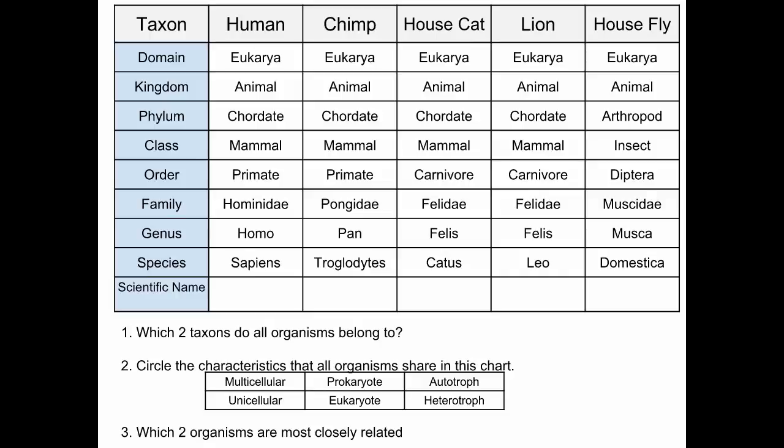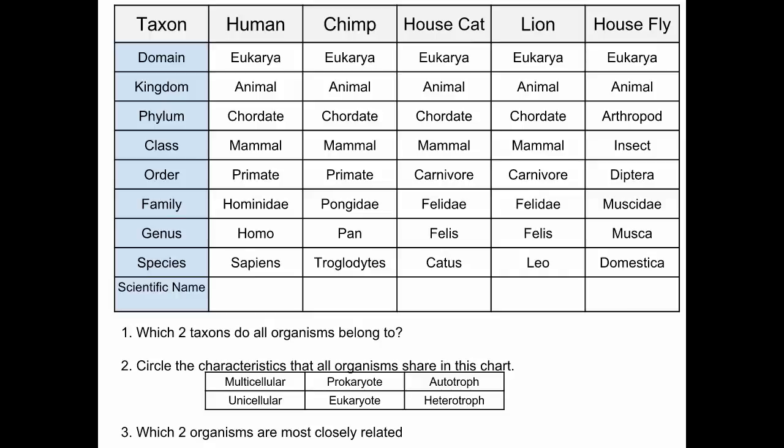Class. These 4 are all mammals. The housefly's class is insects. Then order. We have 2 primates, 2 carnivore. The fly is Diptera. As we go down further, now we're really differentiating. Humans are in the family Hominidae. Chimps are in a different family called Pongidae. House cat is Felidae. The lion is also in Felidae. And the fly is in Muscidae.